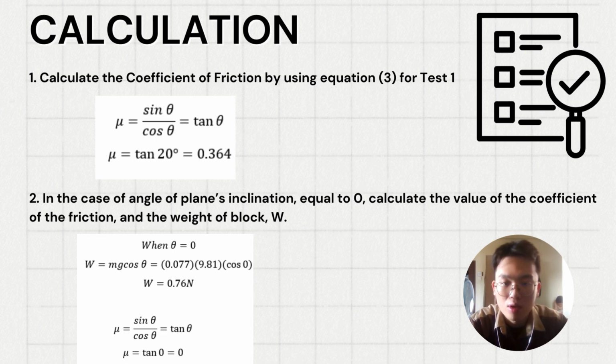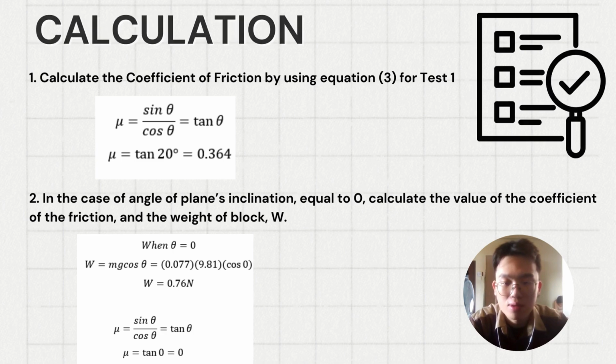For the second question, we are needed to calculate the value of coefficient of friction as well and the weight of block for the angle of inclination plane equal to 0 degree. So by using the equation W equal to mg cos theta, and given the mass of the block is 0.077 kilogram and the gravitational acceleration is 9.81 meter per second square, we can find that W is equal to 0.76 Newton. For the coefficient of friction, mu is equal to tangent 0 degree and is equal to 0. This slide has highlighted the calculations are essential for the understanding of the experimental setup and results.